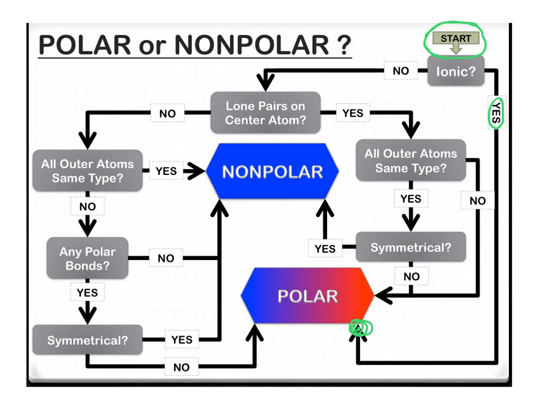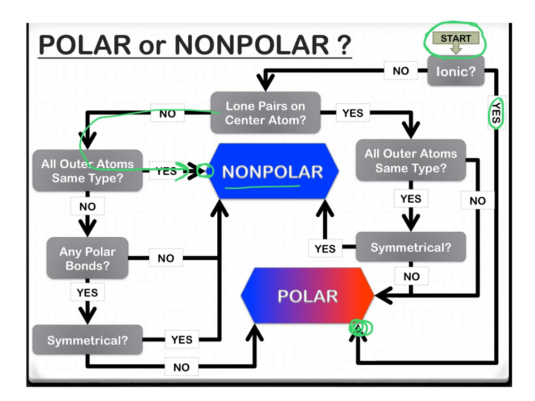Are there lone pairs on the central atom? If your answer is no, then we're going to think about, are all the outer atoms the same type? If the answer is yes, then it's nonpolar. This particular pathway here, no lone pairs on the center atom and all outer atoms the same type, is a really, really common one. Anytime you can answer no, yes to those 2 questions, you have a nonpolar molecule, something with even electron distribution.